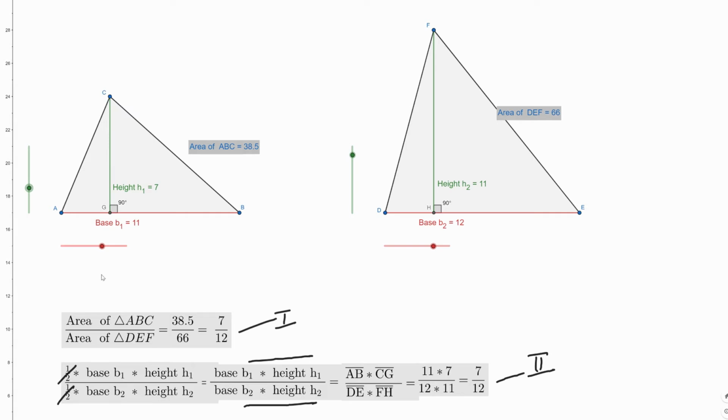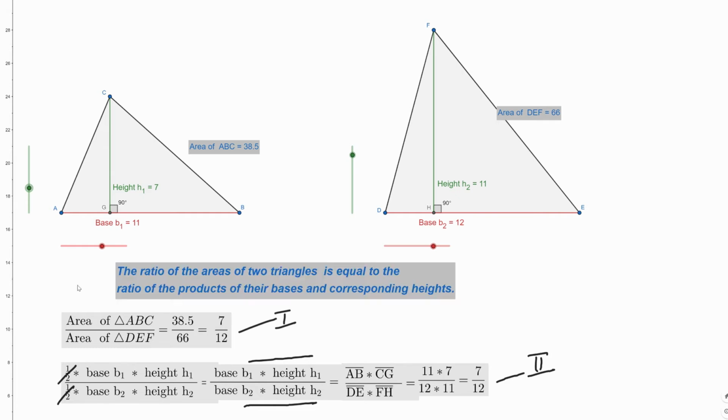So this means that the ratio obtained by dividing the area of one triangle by the other triangle is the same as the ratio obtained by dividing the product of base and height of one triangle by the other. So the ratio of the areas of two triangles is equal to the ratio of the products of their bases and corresponding heights. Now what happens if, let's say, both the heights are the same?